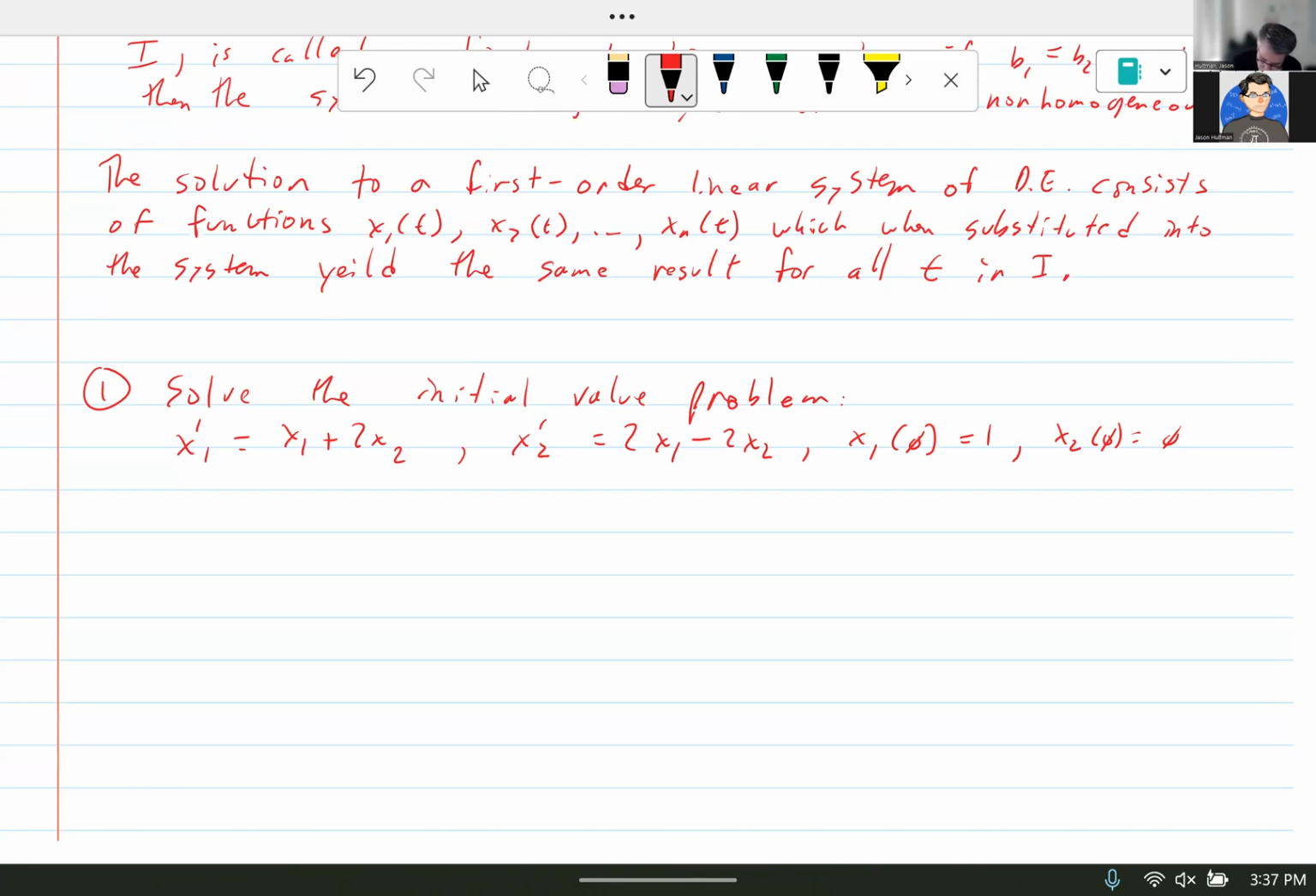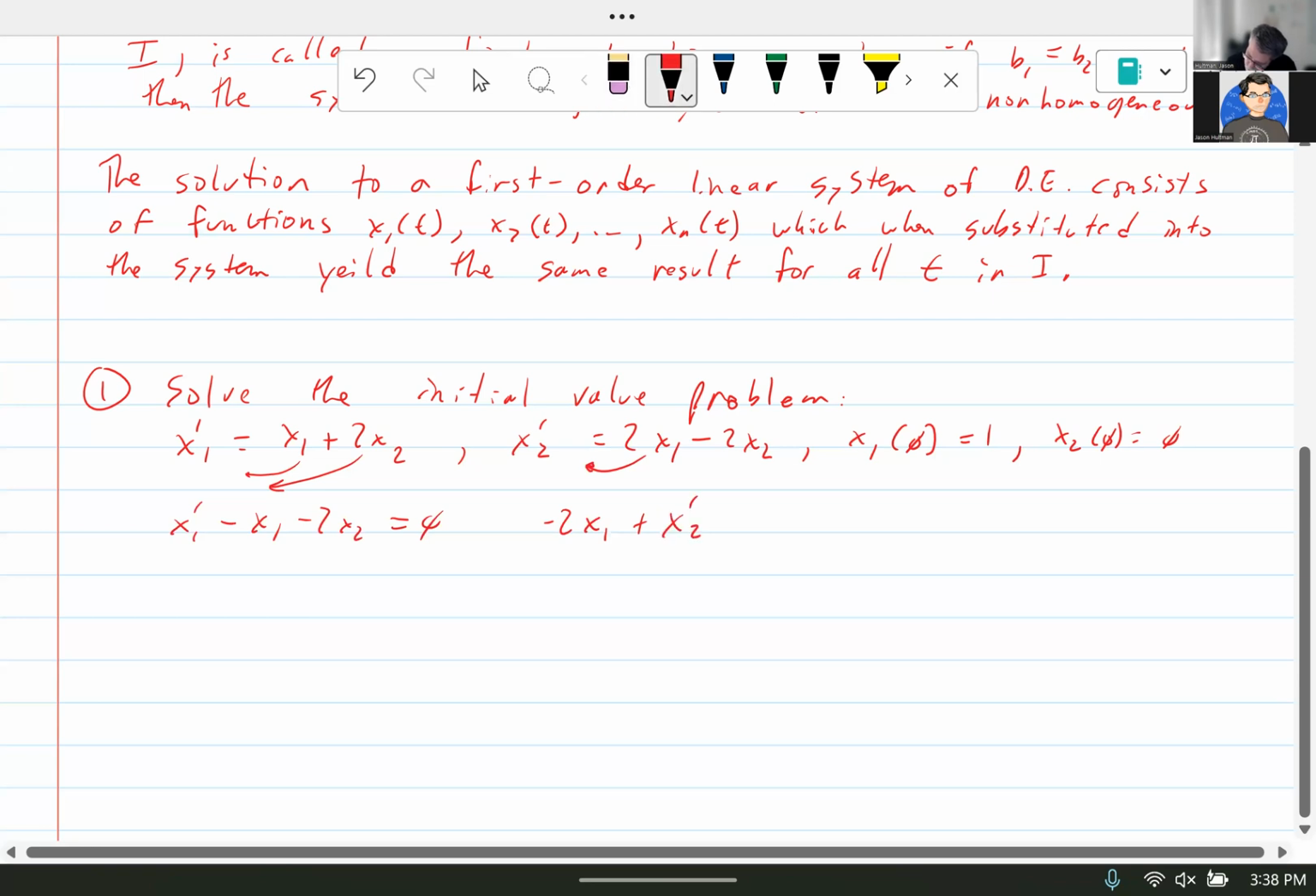I'm going to move everything to the other side. I get x1 prime minus x1 minus 2x2 is equal to 0. Then I do the same thing with the other equation: negative 2x1 plus, actually I want the differential to go next, plus x2 prime plus 2x2 is equal to 0. The b here is just 0, because it's equal to 0. They're homogeneous.